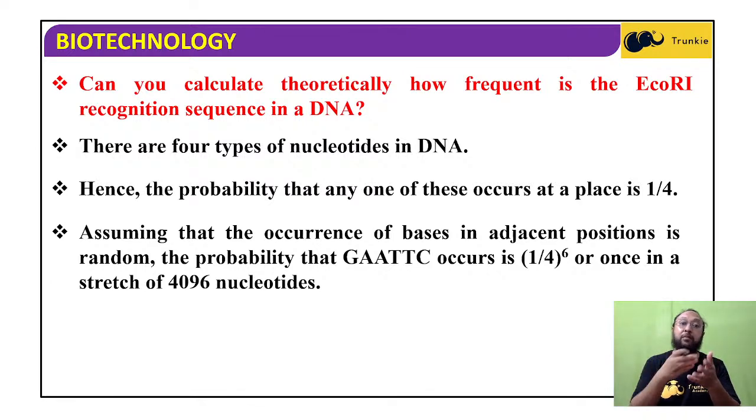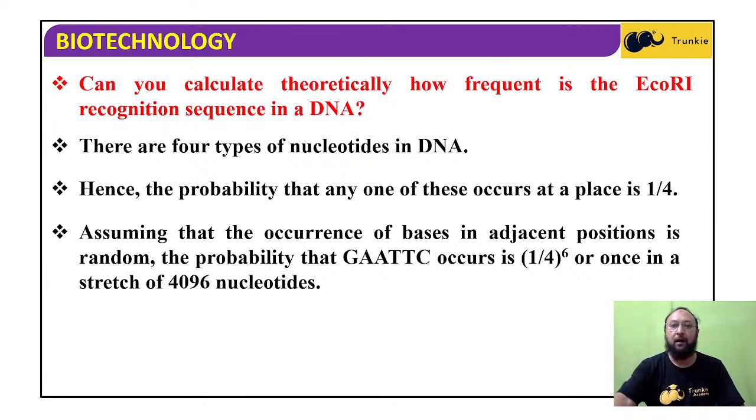I told you at that time the permutation and combinations. So the probability that any one of these occurs at a place is 1/4, because we have got 4 types of nucleotides: guanine, adenine, thymine, and cytosine. So assuming that occurrence of bases in adjacent positions is random, the probability that a GAATC occurs is 1/4 to the power 6, or once in a stretch of 4096 nucleotides. So at least once after 4096 nucleotides, we will get that sequence.